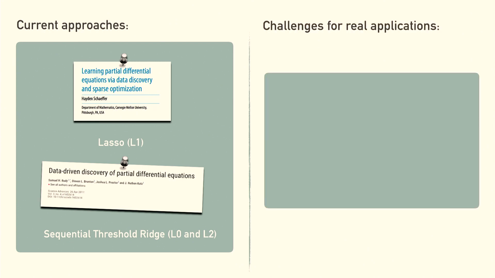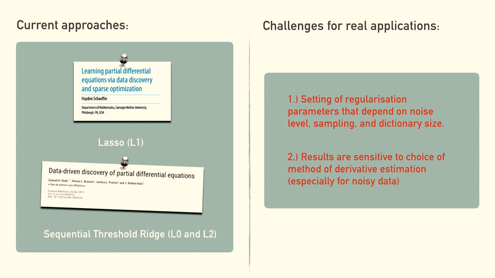But to me, there are still challenges here of actually showing it on synthetic data where you know the outcome. What about actually being able to apply this to real data? And to me, there are two challenges here. First, these regularization models depend on parameters that are sensitive to the noise level, the sampling, and the dictionary size. And so, although you may be able to show you can recover these models, they often depend on setting your parameters correctly. A second thing is that the results are sensitive to your choice of method of derivative estimation. There, you have to compute your temporal and your spatial derivatives, and if you have noisy data, this can be a real issue. So how are you going to do things there?